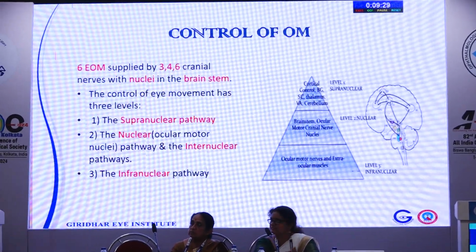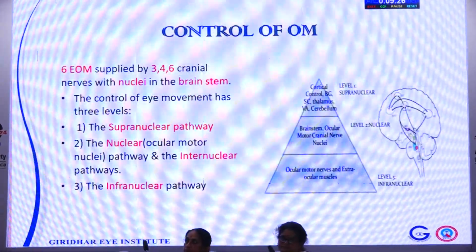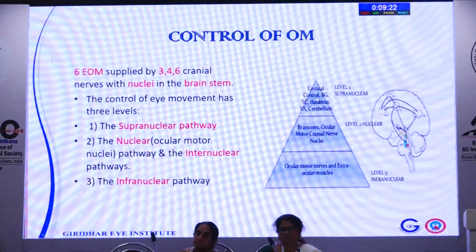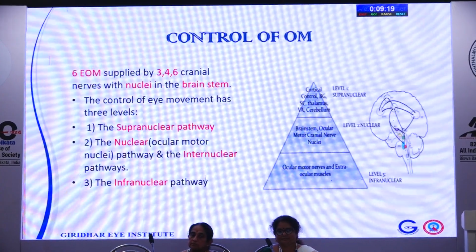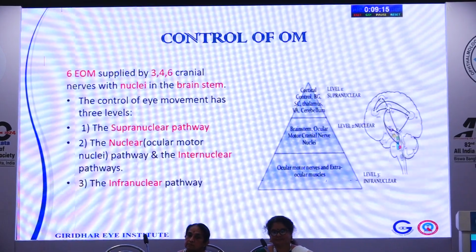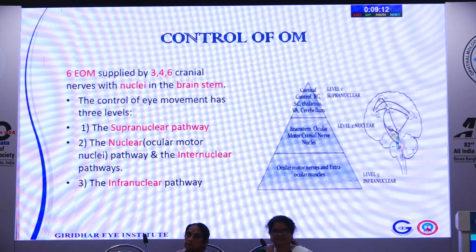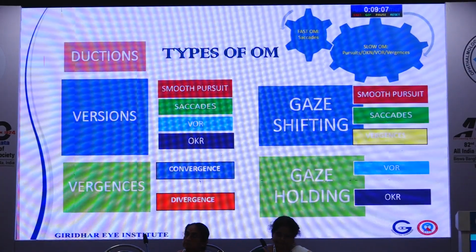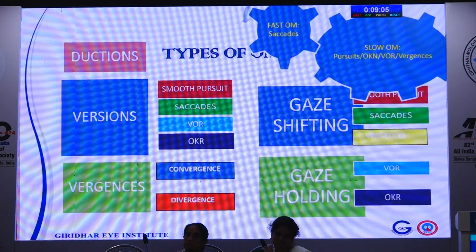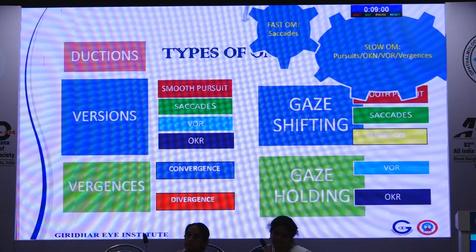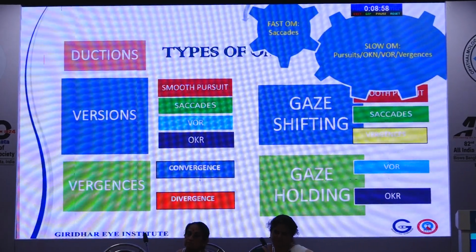We have a supranuclear control of eye movements, which means the cortex, thalamus and cerebellum control the eye movements. Then we have the nuclear pathway, that is the nuclei of the 3rd, 4th and 6th cranial nerves, and the internuclear pathways. And then of course the infranuclear pathways, which constitute the nerves and the extraocular muscles. From this point of view, I'd like to classify the movements as fast ocular movements like saccades and slow ocular movements like pursuits, optokinetic nystagmus, vestibulo-ocular reflex and vergences, or as gaze shifting or gaze holding. So what's the purpose of all this?